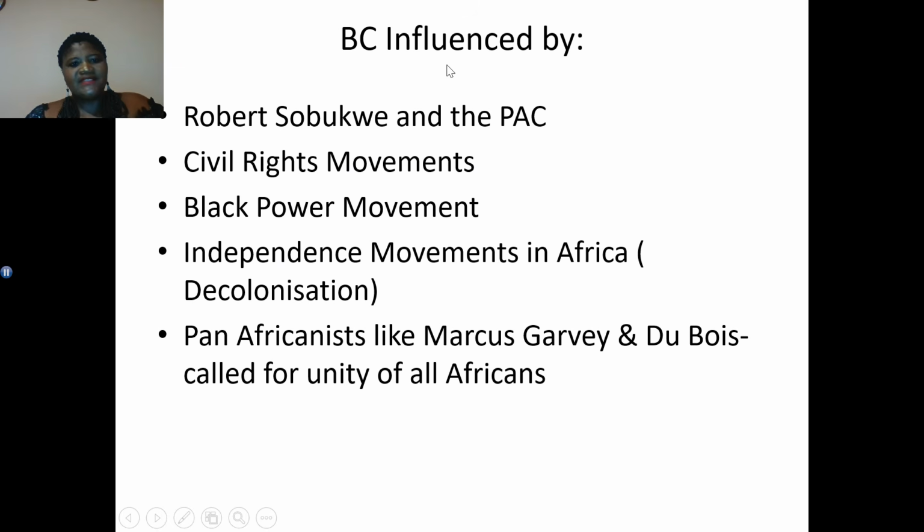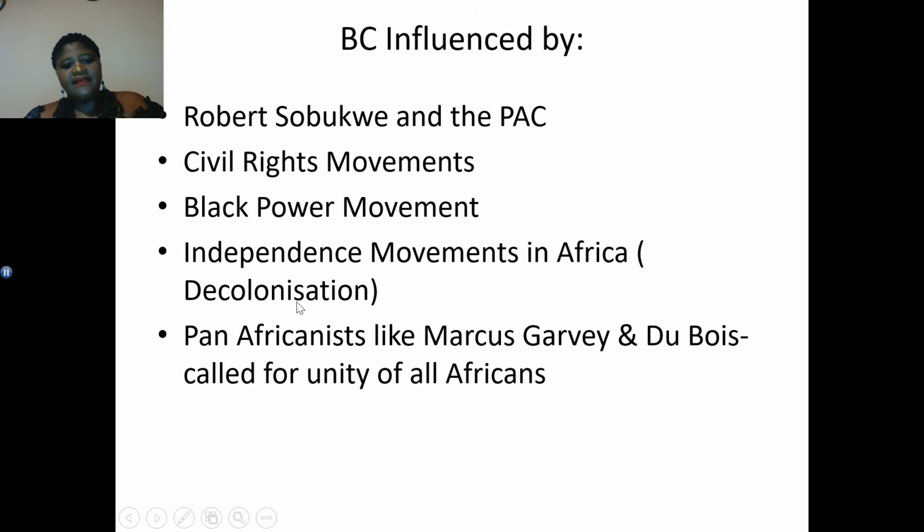Then another motivation that also influenced Steve Biko was the decolonization that took place in Africa. For example, in term one, you dealt with Angola, how Angola got independence. You dealt with Congo and Tanzania, which is a comparative study. So those independence movements in Africa also influenced the thinking around the Black Consciousness Movement.